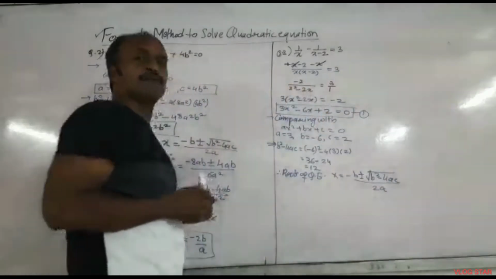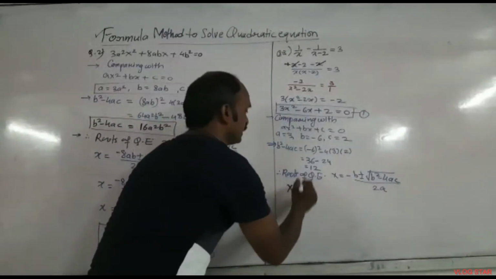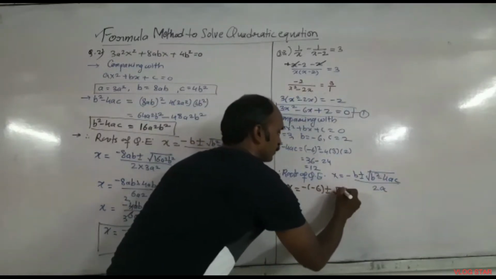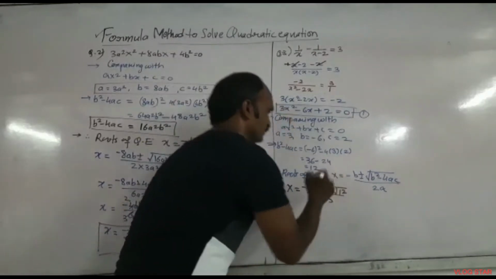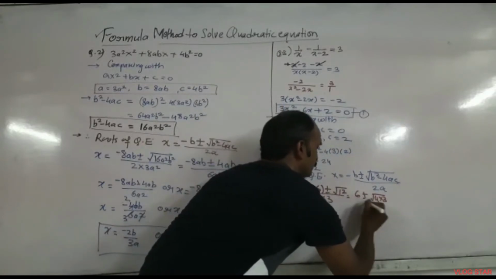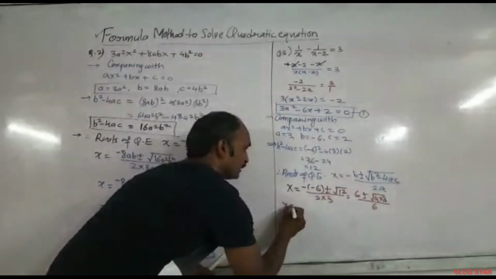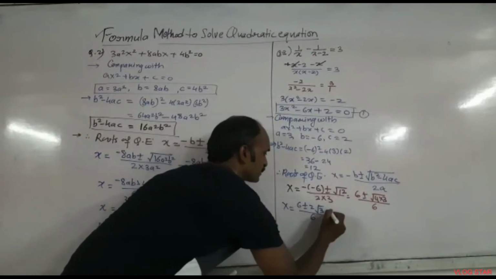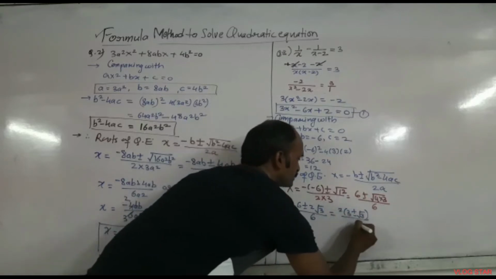Now we'll substitute in the formula. x is equal to minus b, so minus (−6) ± √12 divided by 2 into a. a is what? 3. So this is equal to 6 ± 4 into 3 divided by 6. We will simplify this. x is equal to (6 ± 2√3) divided by 6. We can take 2 common: (3 ± √3) divided by 3. This 2 will get cancelled.